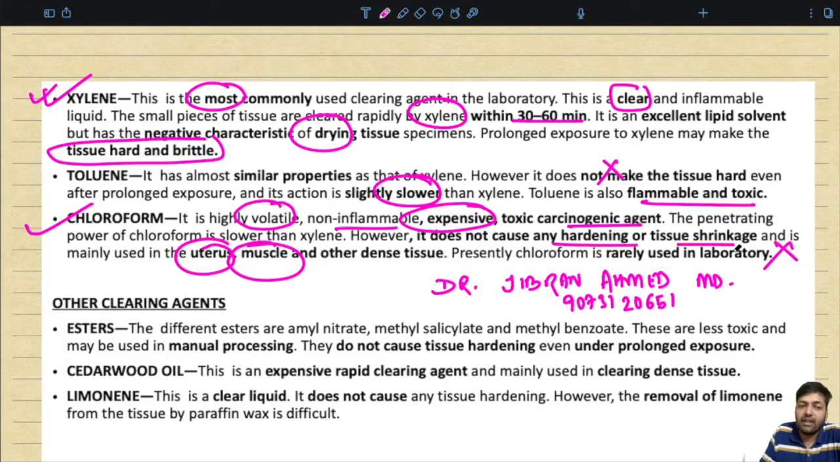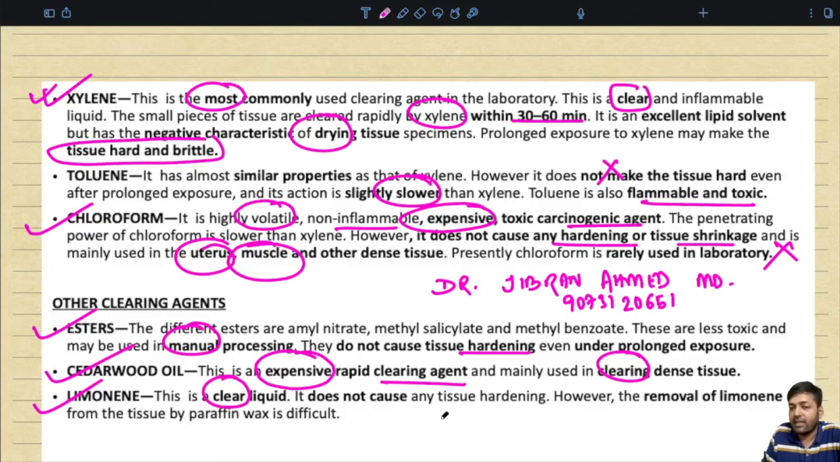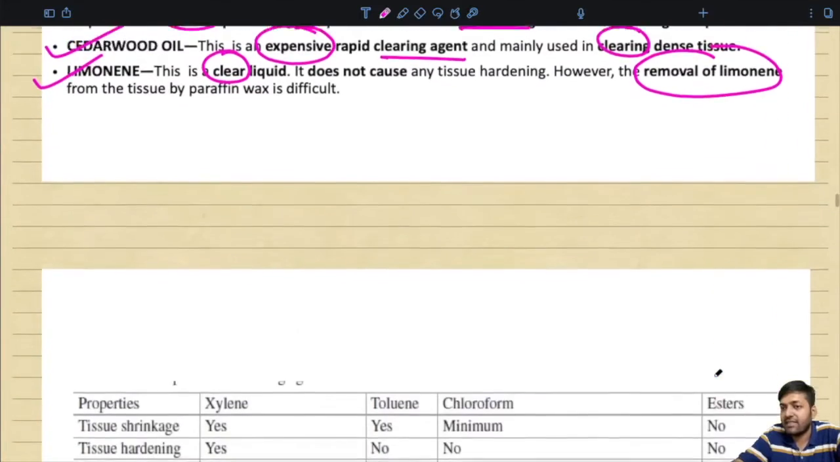So, what are the other clearing agents? We have esters. These are less toxic and may be used in manual processing. They do not cause tissue hardening even under prolonged exposure. Then we have cedar wood oil, which is an expensive rapid clearing agent mainly used in clearing the dense tissue. Limonene, if you see, is a clear liquid. It does not cause any tissue hardening. However, removal of limonene from the tissue by paraffin wax is difficult.